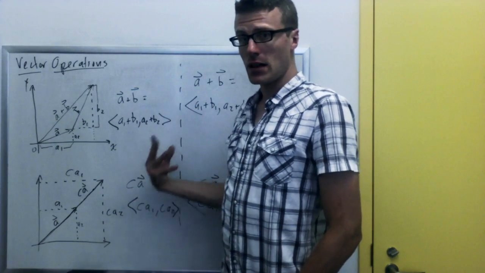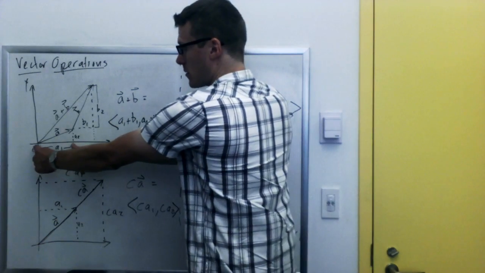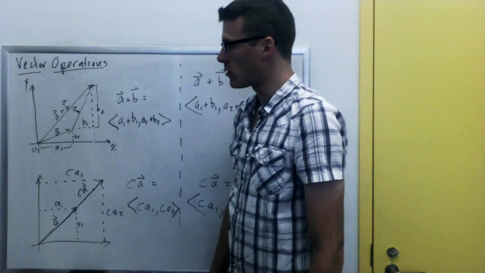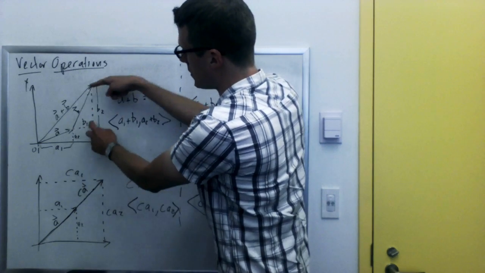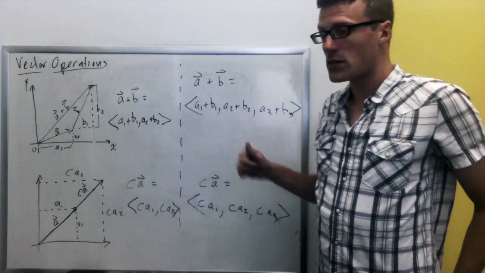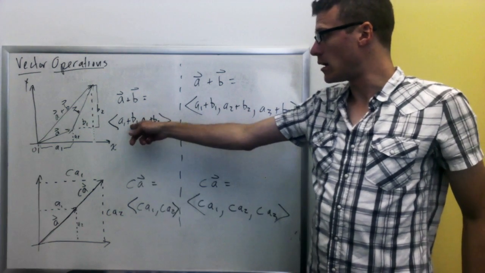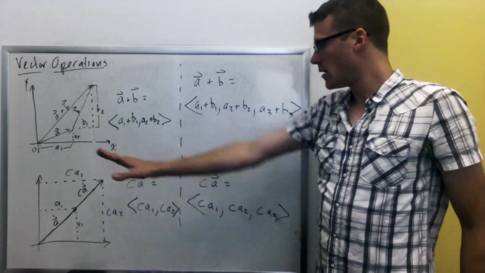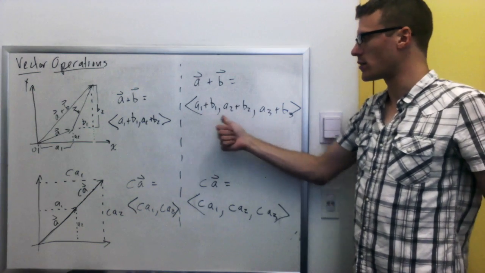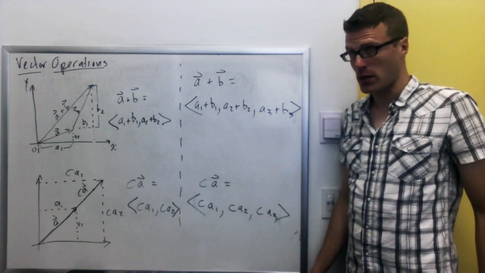Well, we can see pretty explicitly that the x component of A plus B is the x component of A plus the x component of B, this whole length right here. Similarly, the y component of A plus the y component of B gives the y component of A plus B. So the components of A plus B are just the sums of the components of A and B. A1 plus B1, A2 plus B2. This generalizes nicely to 3 dimensions. The sum of A and B is just the sum of their components. A1 plus B1, A2 plus B2, A3 plus B3.